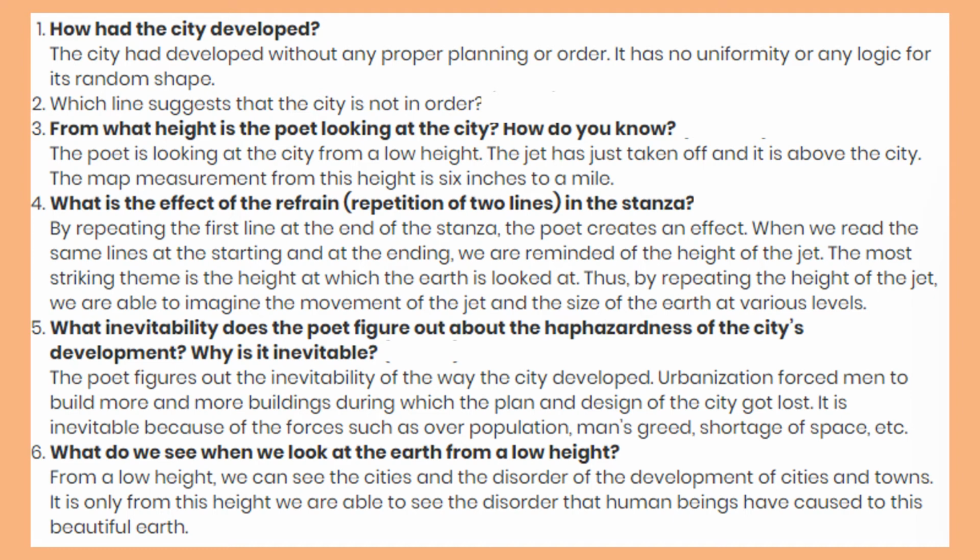The next question comes, what do we see when we look at the earth from a low height? From a low height, we can see the cities and they are in disorder, and the development of the cities and towns. It is only from the height that we are able to see the disorder that human beings have brought to this beautiful earth.